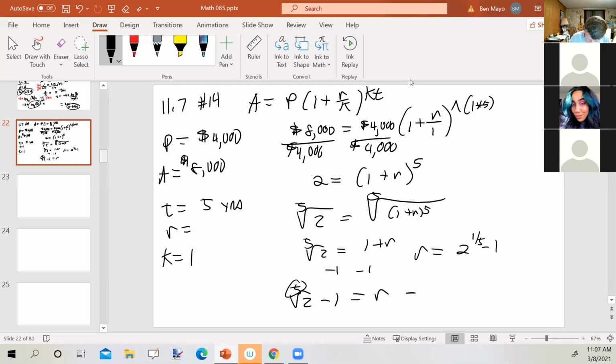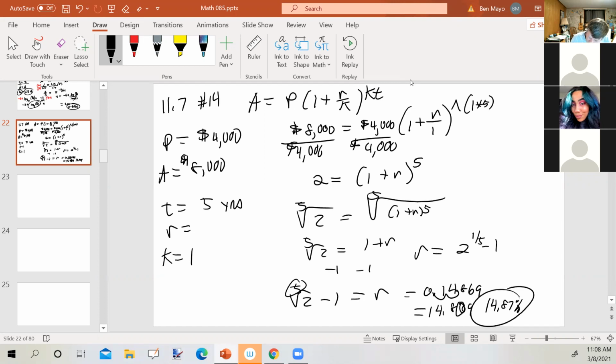And I'm getting 0.14869. Now that's not a percent yet. It says round your answer to 2 decimal places. Converting it to a percent, it would be 14.869. Rounding it to 2 places would be 14.87%, which is the correct answer.